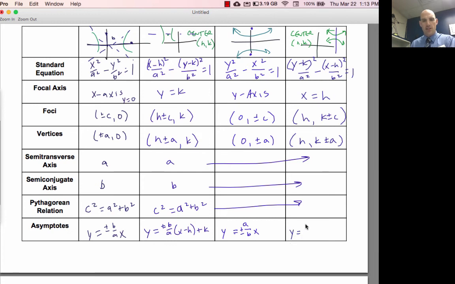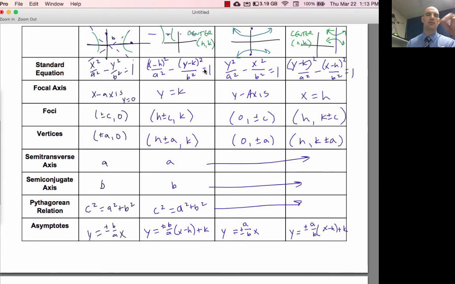Down here it changes as you would expect, plus or minus a over b times x minus h, plus k. Everything is shifted around, and I've kind of breezed through these a little bit quickly because they're based on the same principles that we've used in the previous two sections to talk about where these values are.